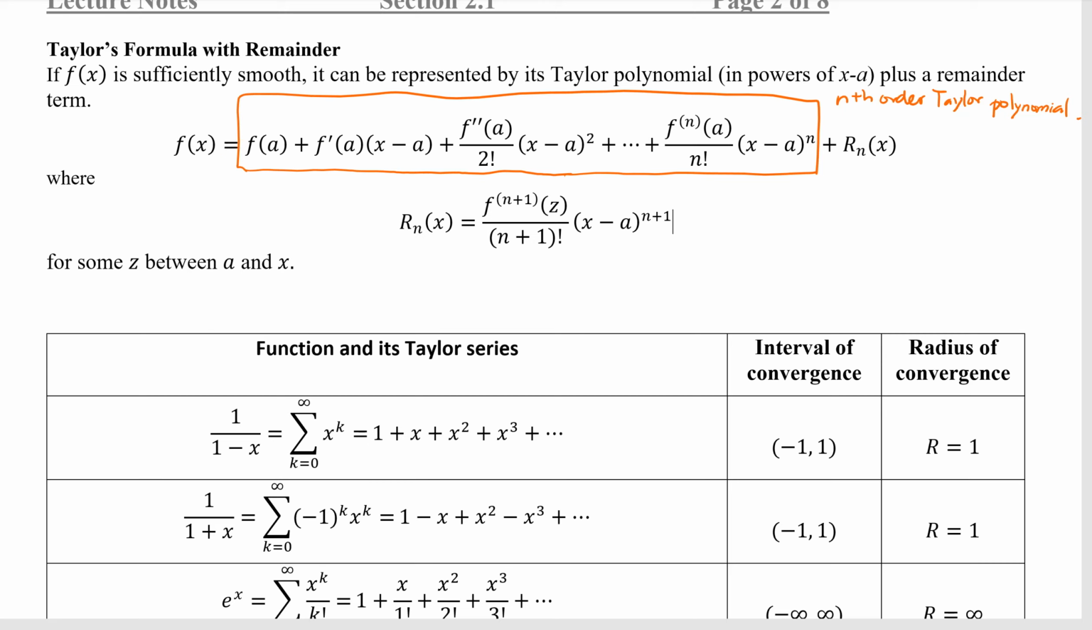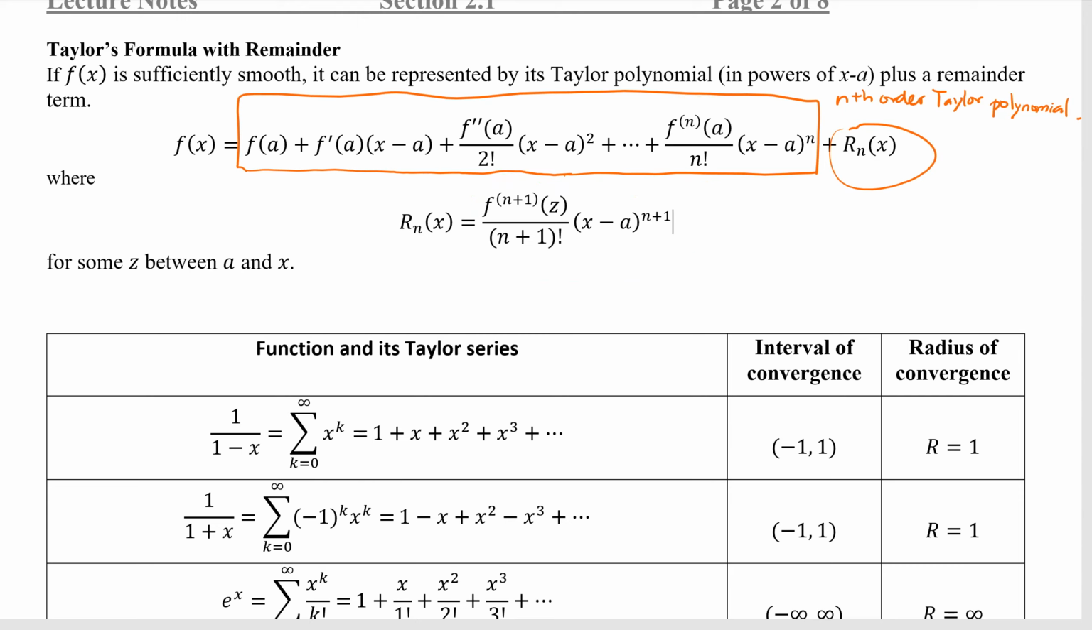Actually, if we consider the remainder term, then it is not only approximated, it could be equal. So f of x equals the nth order Taylor polynomial plus the remainder term. What's the remainder term? The remainder term is very similar to the next term in the list. The next term in the list should be the n plus 1 derivative over n plus 1 factorial times x minus a to the power n.